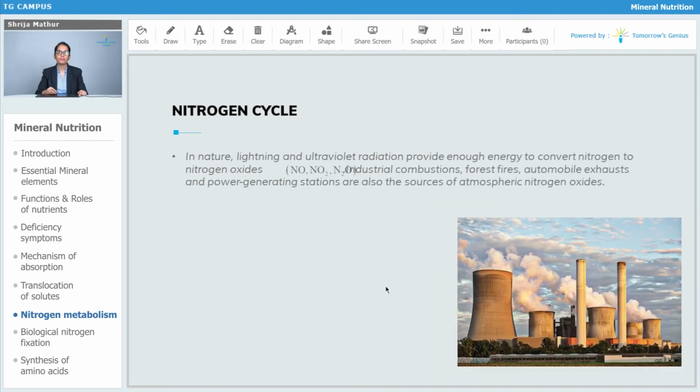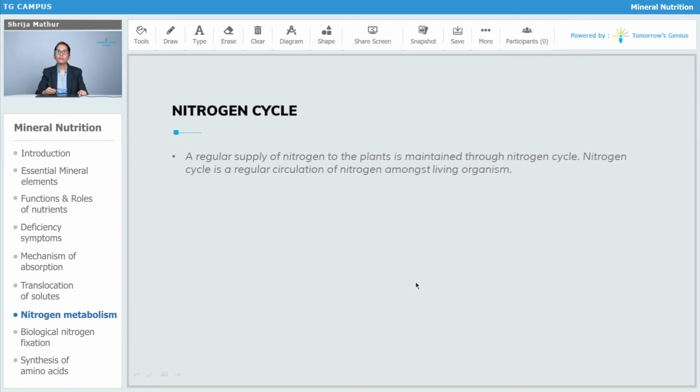In nature, lightning and ultraviolet radiation provide enough energy to convert nitrogen into nitrogen oxides, so it can be NO, NO2 or anything. Industrial combustion, forest fires, automobile exhaust and power generating stations are also sources of atmospheric nitrogen oxides. A regular supply of nitrogen to the plants is maintained through the nitrogen cycle. The nitrogen cycle is a regular circulation of nitrogen amongst the living organisms.